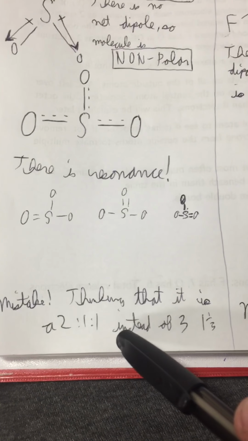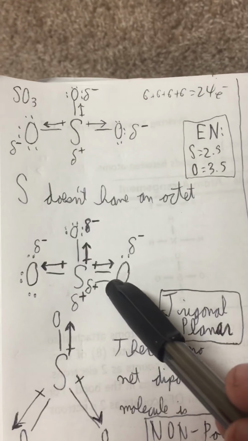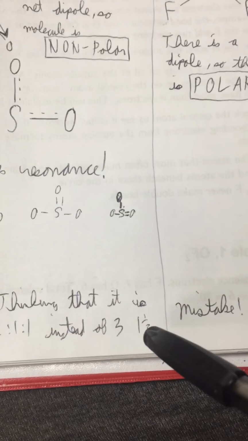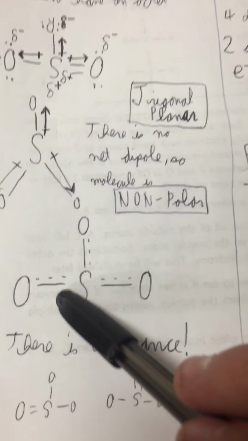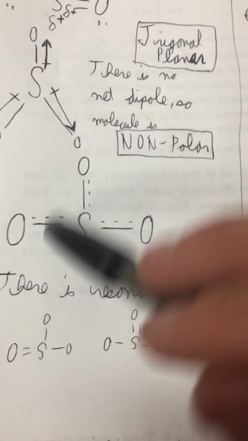Our last step is to identify the mistakes. There's a mistake for each one I pointed out. For the original SO3, the mistake is thinking that it is a 2, 1, 1 instead of a 3 to 1. There are 3 bonds that are each a third, and in real life they're going to be equal. It's just going to be jumping around continuously.